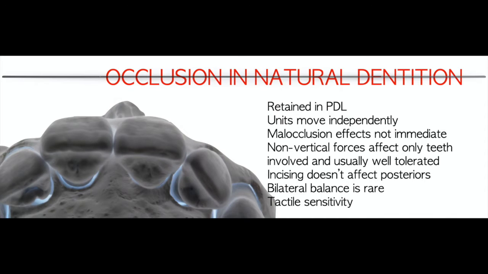And incising in natural dentition doesn't affect posterior teeth. And therefore, in natural dentition, bilateral balanced occlusion is rare. And on all the teeth, due to the periodontal ligament, tactile sensitivity is present. So these are the characteristics of natural dentition.